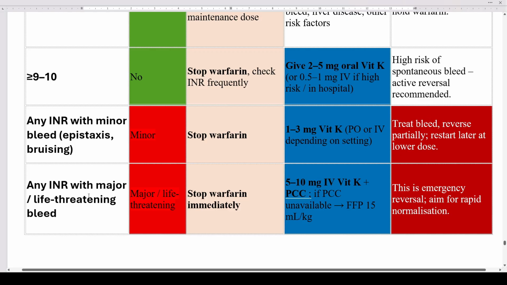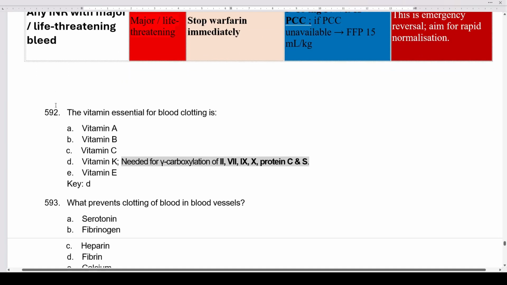Next, if any INR but there is a major bleed, stop warfarin immediately. First of all, you have to stop warfarin and then do the reversal. In case of severe bleed, we have to give a prothrombin complex concentrate. If it is not available, give FFPs because that will provide the clotting factors, and do the reversal by giving vitamin K 5 to 10 milligrams IV. This is emergency reversal, and you have to stop warfarin.